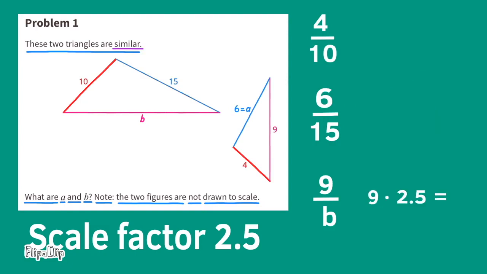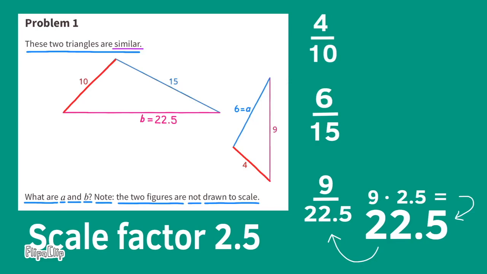9 times the scale factor 2.5 equals B, and 9 times 2.5 equals 22.5. The missing side length for B is 22.5.